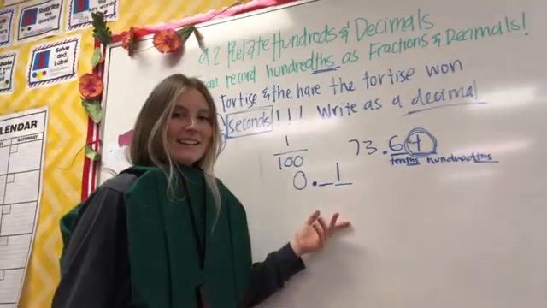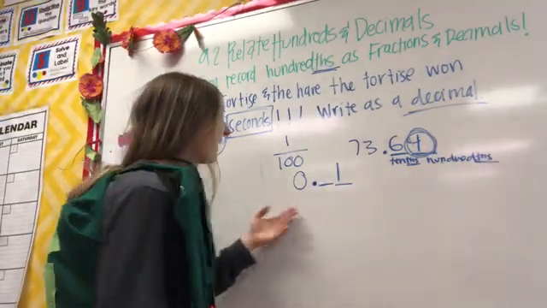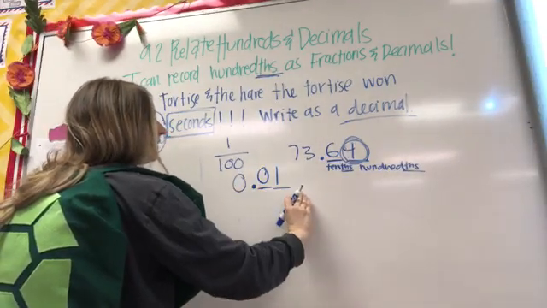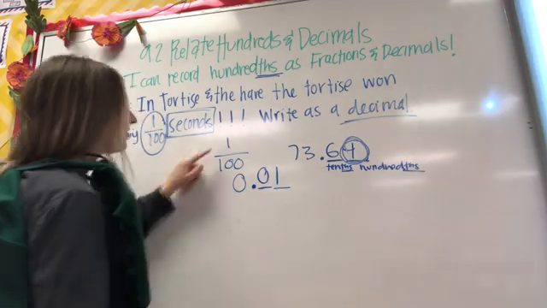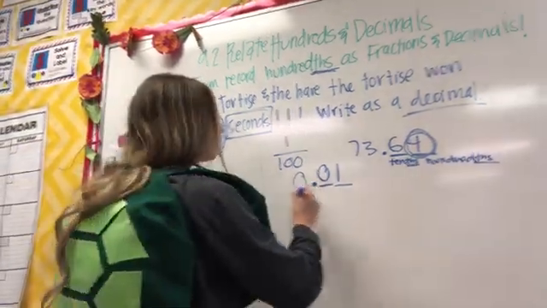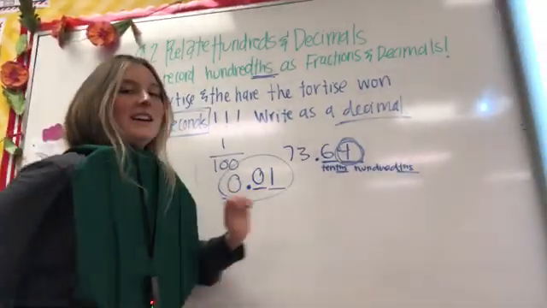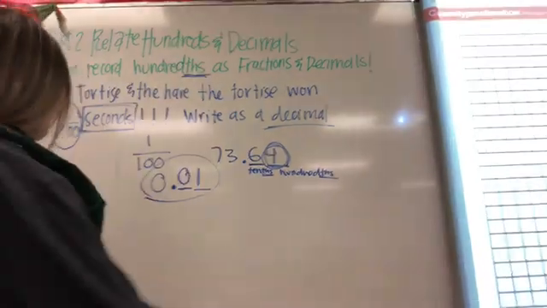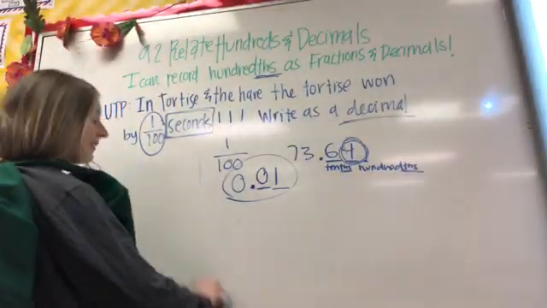But we can't just leave it like that, because then it just looks like 1/10. We actually have to put a 0 here. So this number reads 1/100, hundredth, hundredth. So this is how much the tortoise won by, because of course I'm going to win this race. All right, so it's actually easier than you think.